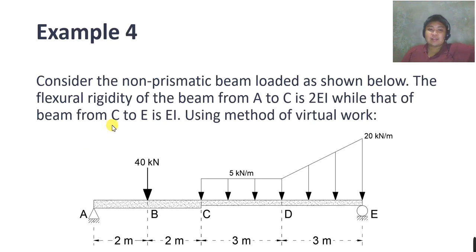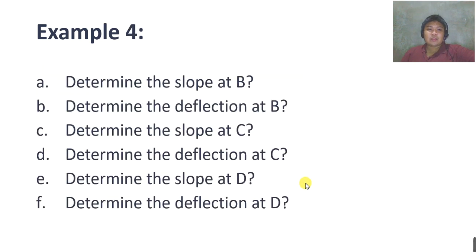According dito sa problem class, consider the non-prismatic beam loaded as shown below. The flexural rigidity of the beam from A to C is 2EI while that of beam from C to E is EI. So using method of virtual work, so ano ba yung mga questions dito? Letter A, determine the slope at B. Letter B, determine the deflection at B. Letter C, determine the slope at C. Letter D, determine the deflection at C. Letter E, determine the slope at D. And letter F, determine the deflection at D.